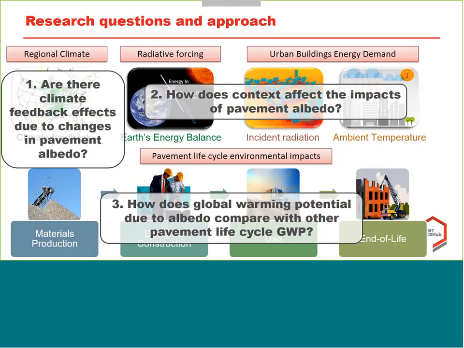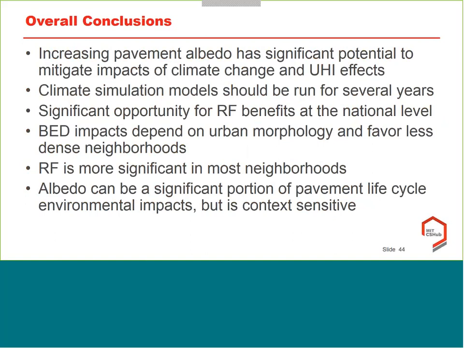All right, so just to wrap this up, as I mentioned, we've gone through this journey of looking at regional climate issues, the comparison of context for radiative forcing and building energy demand, and then looking at that overall life cycle. And I hope you've come to appreciate why I made that first statement about this being complicated. But I think we are able to draw some conclusions already, and that is that increasing the pavement albedo does have significant potential to mitigate impacts of climate change and urban heat island effects. And obviously, those are going to be context specific, so we have to look at specific instances for when we apply those.